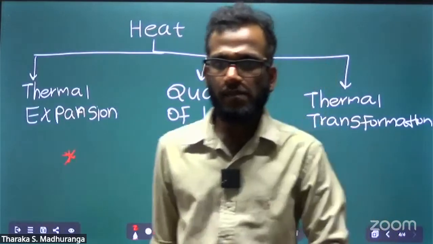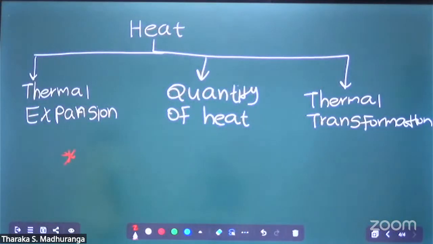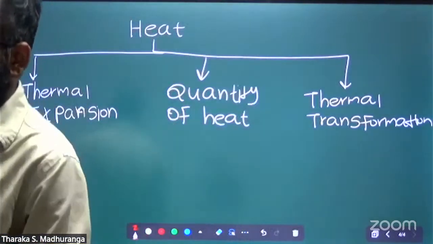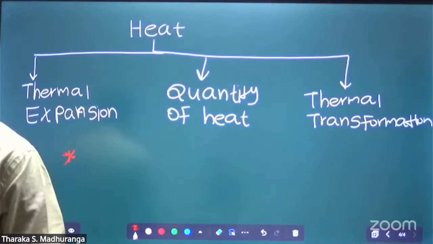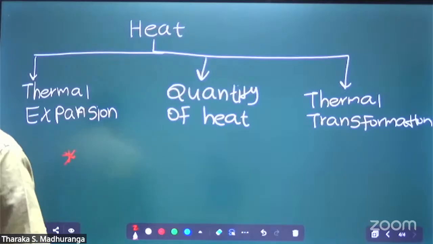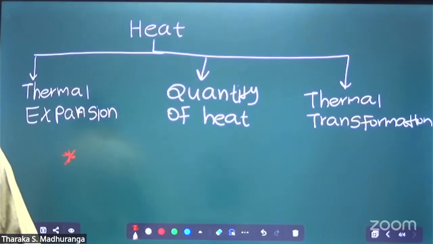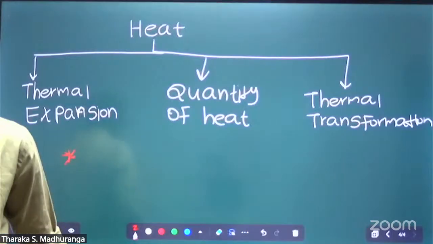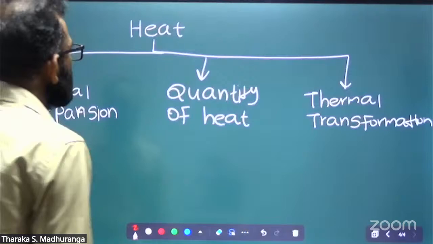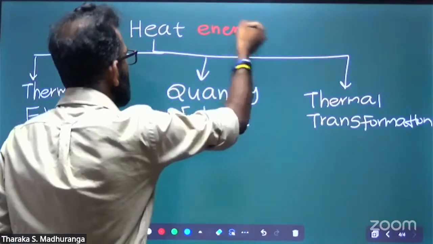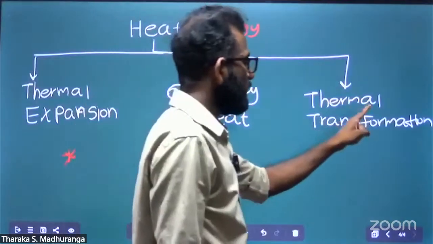Write down: in this lesson, we mainly discuss three main areas about heat energy. Okay, draw this chart. Heat energy. First one, thermal expansion, then quantity of heat, and thermal transformation.